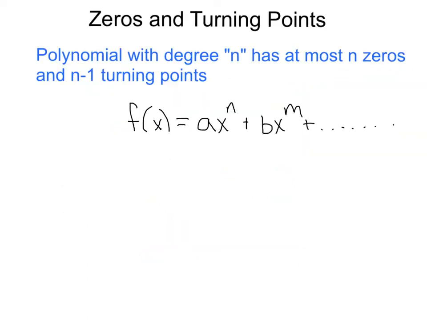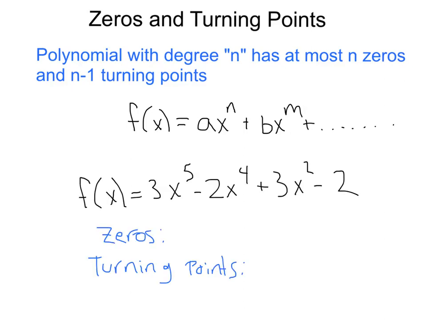So we've been working with polynomials and the degree of a polynomial. Remember, the degree of a polynomial is just you take the biggest exponent in the whole thing. In this case, we'll just say it's n here, and we'll say this polynomial has n degree. The degree of the polynomial can tell us a lot about zeros and turning points. So a polynomial with degree n has at most n zeros and n minus 1 turning points. So this is the maximum number of zeros that a polynomial can have, and the maximum number of turning points a polynomial can have. Let's just do some quick examples.